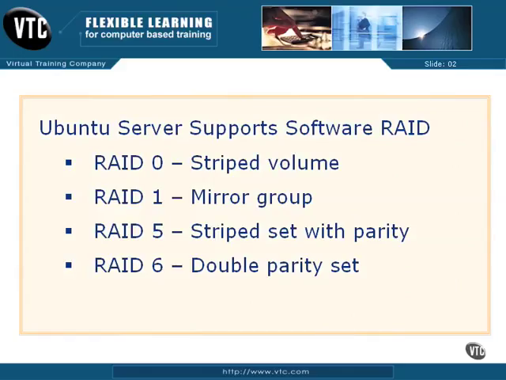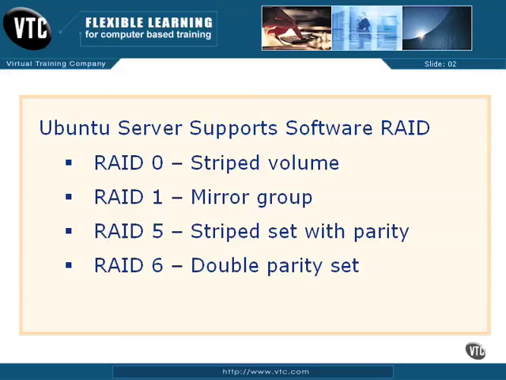RAID 0 is a striped volume over different partitions. If the hard drive associated with one partition is lost, the data on the whole RAID 0 volume is lost. RAID 1 is known as a mirror. In other words, it has 2 partitions with identical data, so ideally they should be on different drives.